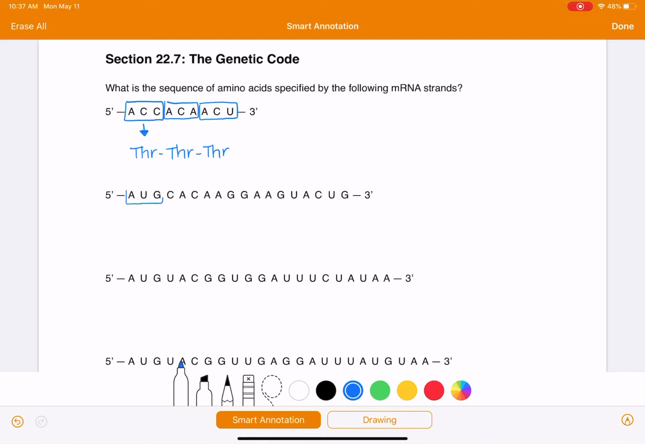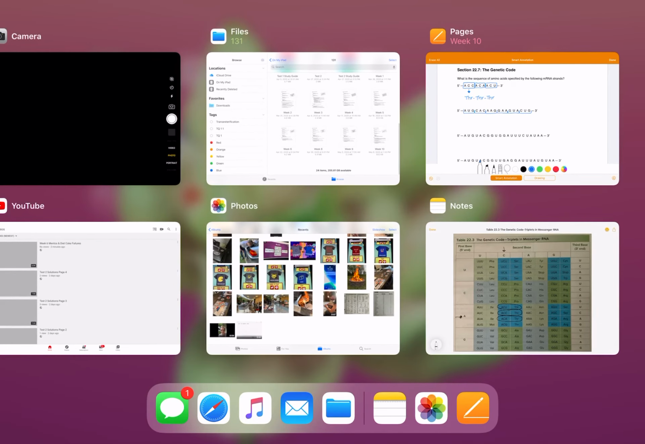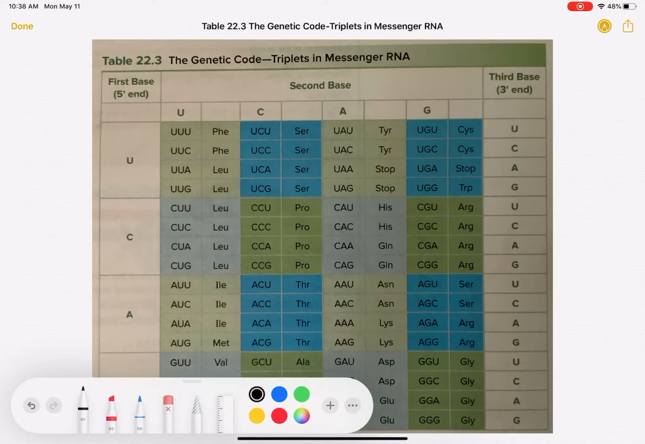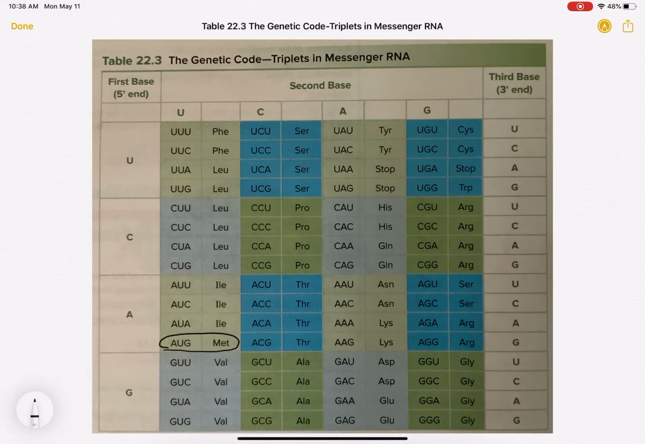Again, each one of these, we want to be reading in sets of 3. And we need to go back to the table that has all the amino acids in it and find all of these. So we go back to this table, and first of all, we're looking for AUG, which is right here. So that's our start codon. And then we have CAC, which is right here. So the second one is HIS.